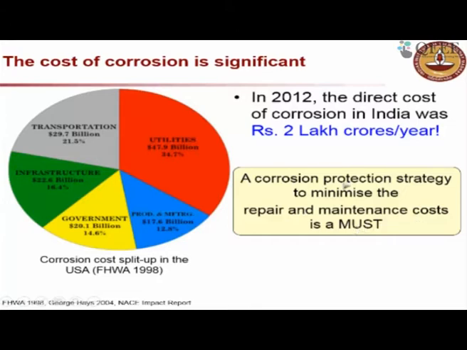And here, I don't have those points on the slide, but I'll give some indication of what this 2 lakh crores per year really means. It's about 3 to 4% of our country's GDP, which is too much. That money should be invested in building new infrastructure rather than in controlling corrosion or repairing these structures. So we really have to work on building durable structures so that we can reduce the cost of corrosion which we incur today.